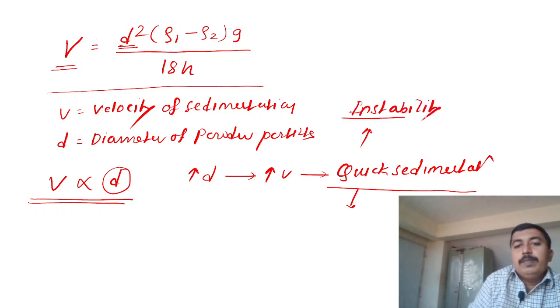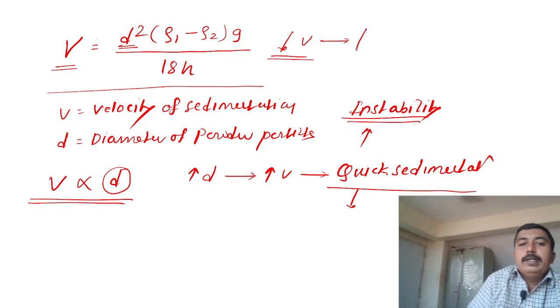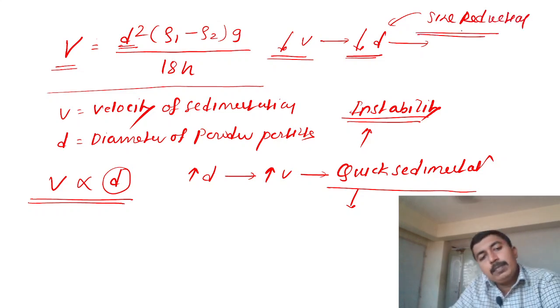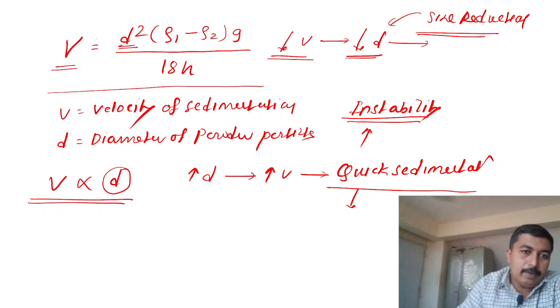That's why to make a stable suspension, the V should be less. How will you get less sedimentation velocity? If the diameter is less. And how will you get less diameter, that is, less powder particle size? Less size you will get by using the size reduction process. And that's why size reduction is important. This is the second important objective of size reduction.